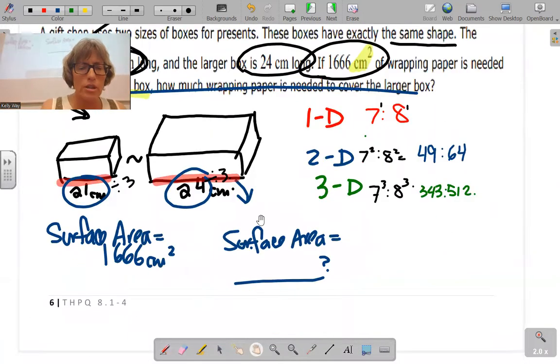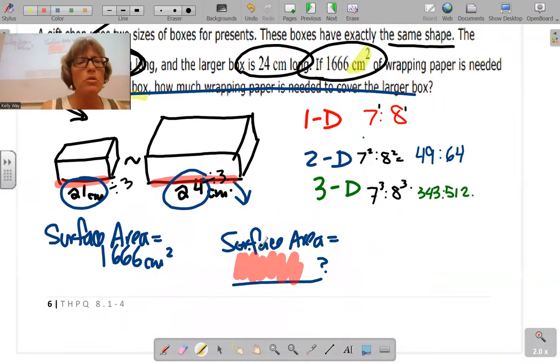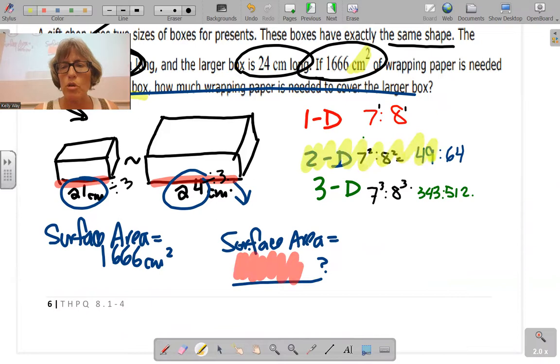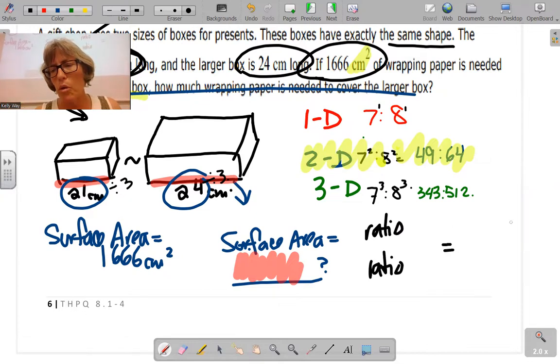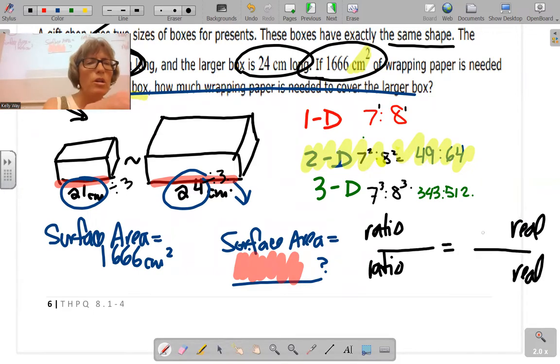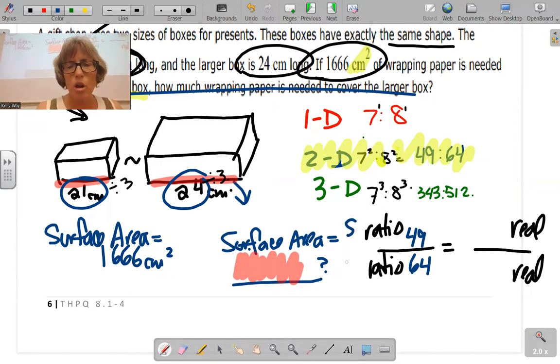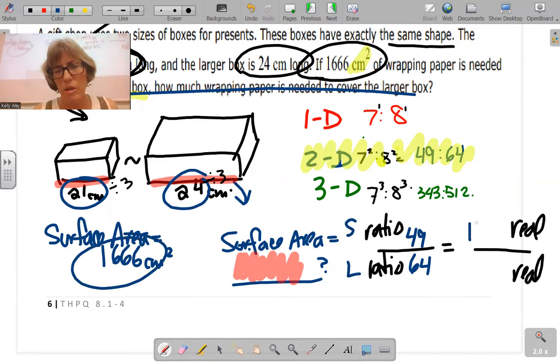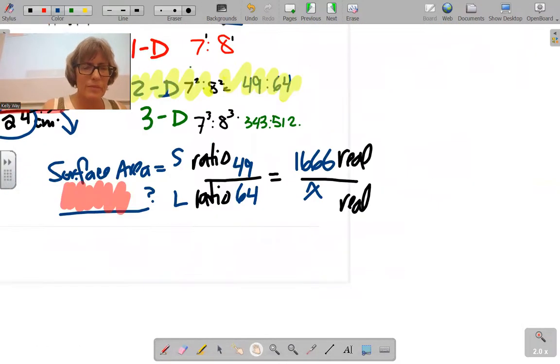Now, the question is, to solve for the wrapping paper, which one are we using? Wrapping paper is 2 dimensions. We're using this ratio. So watch. We are going to do ratio to ratio equals real to real. Our 2-dimensional ratio is 49 to 64. That's small to large. Small, 166 over large, x. Cross multiply.